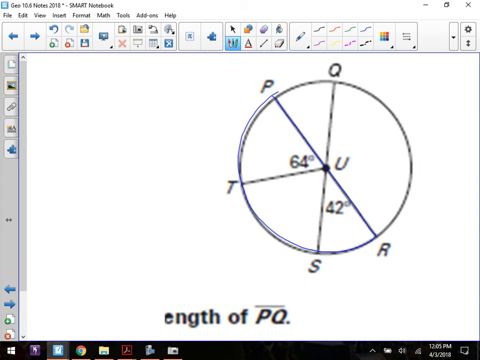180. Well, I have two of the three. I have my 64-degree angle here, which means this is 64 here. I have 42 here, which means it's 42 there. How much is left for TS? What do you do to figure that out? Subtract, good. So if you take 180 and subtract out 64 and 42, which is what, 108, you get what? 72, right?